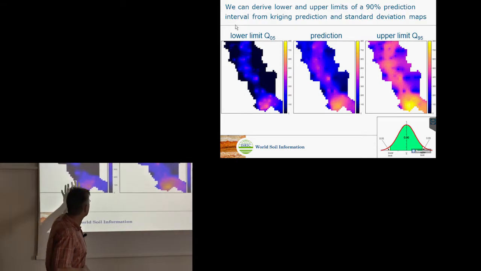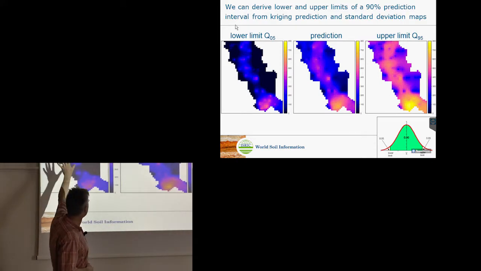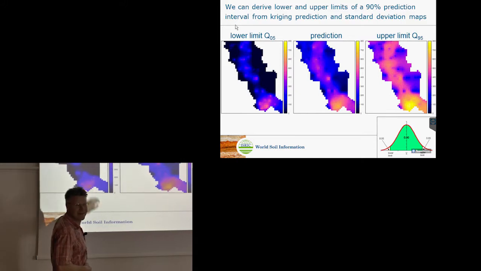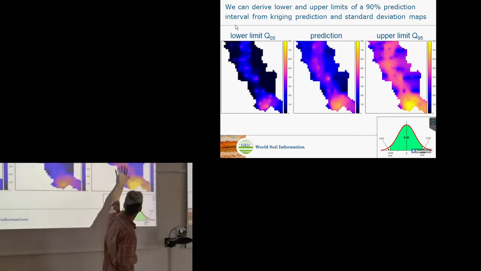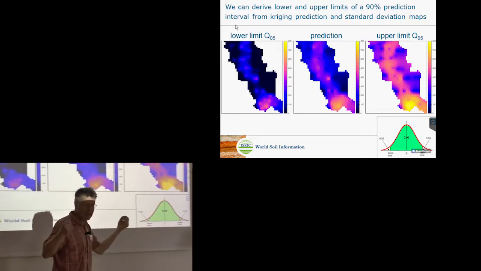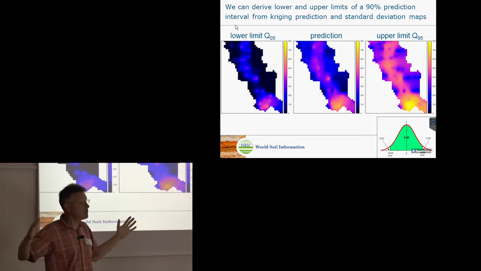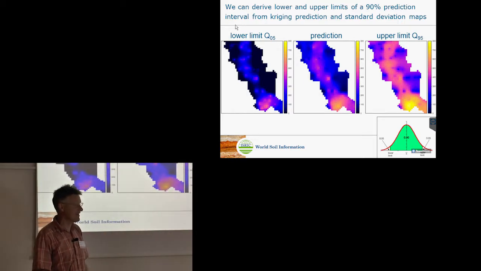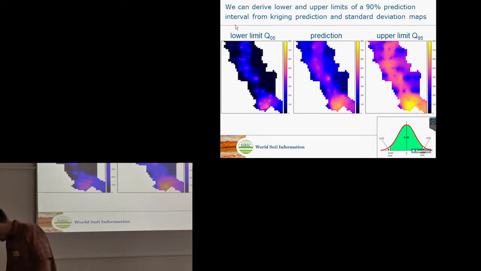If this map, like in this example, is almost all black here, except for here, and here it's more blue-purple, there's a big difference between the lower and the upper, so you're quite uncertain, actually. If those maps were very similar, then we would have a very narrow distribution. The uncertainty would be low. So just comparing the lower and the upper limit tells us already how accurate, how uncertain we are. Okay.